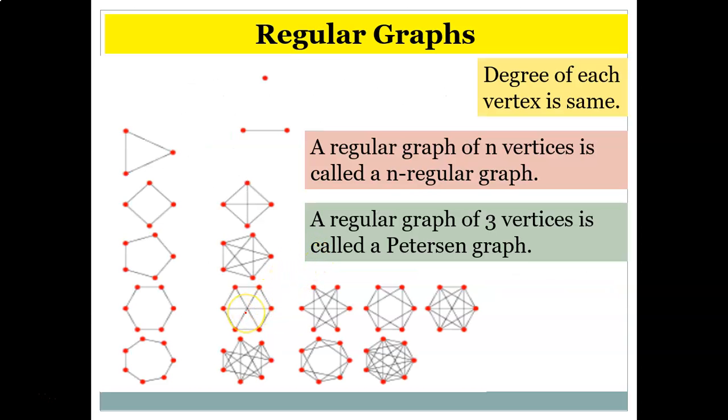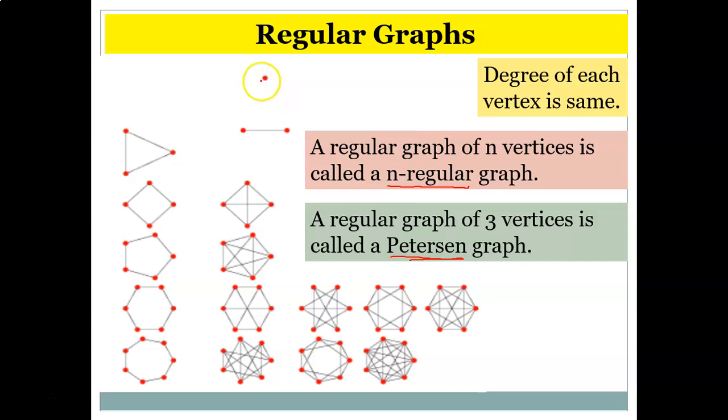Then come to the regular graphs. Regular graphs are those in which the degree of each vertex is the same. And if we have a regular graph of n vertices, then it is called an n regular graph. A regular graph of 3 vertices is called the Peterson graph because it was first developed by Peterson due to the utility problem, which you will see later. So here lots of figures or graphs are given. All of these are regular graphs, and the figure is taken from the Wolfram Math website.